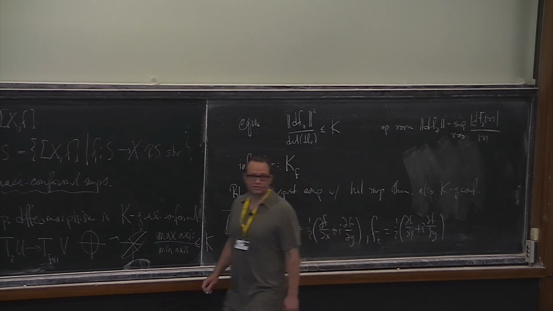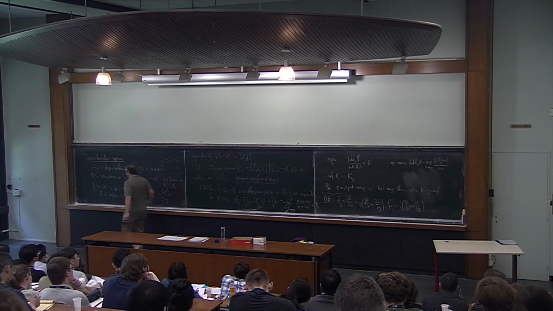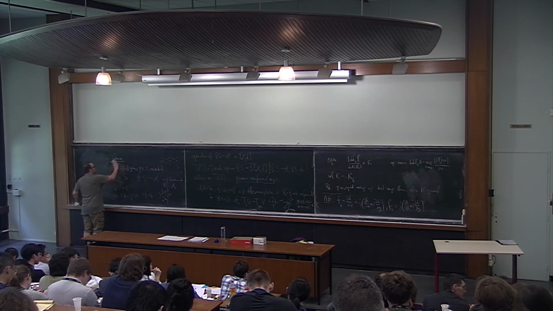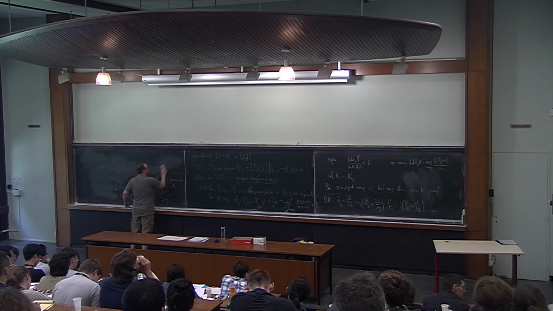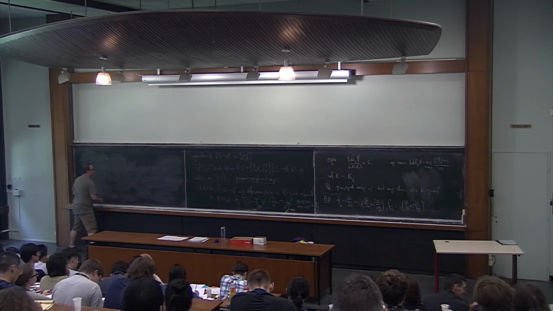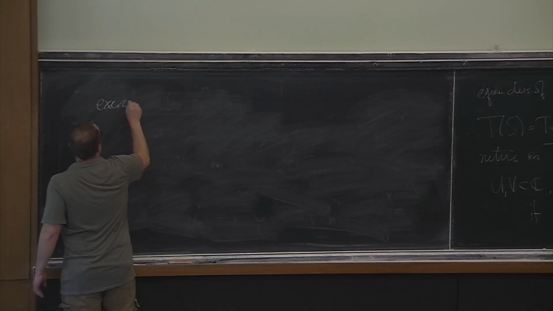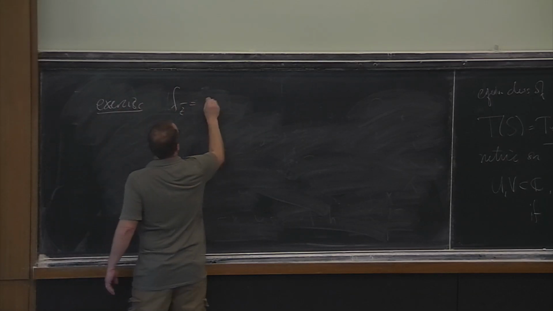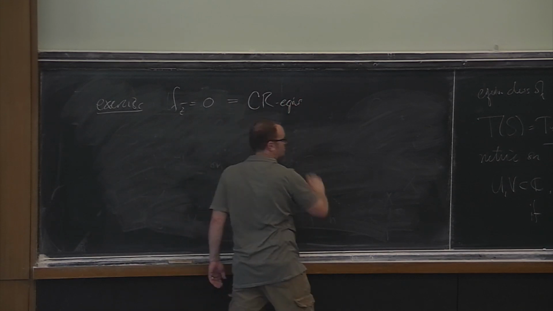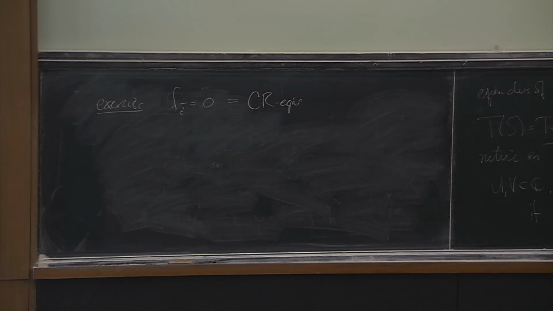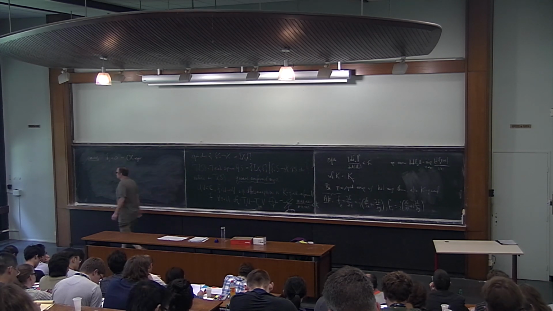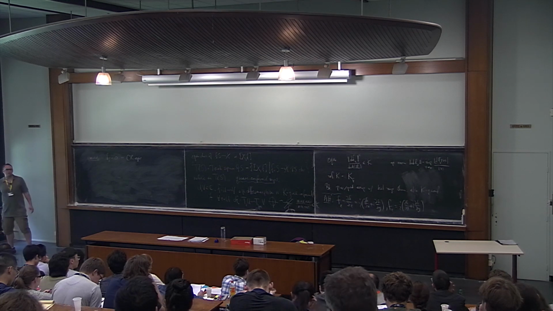So another way you might measure the failure of a map being conformal is to measure the failure of the Cauchy-Riemann equations being satisfied. A little exercise: f z bar equals 0 is the Cauchy-Riemann equations. So a map is conformal if f z bar is 0. And then you can use f z bar to measure how far you are from being conformal.